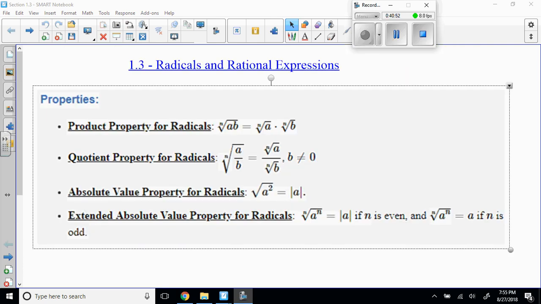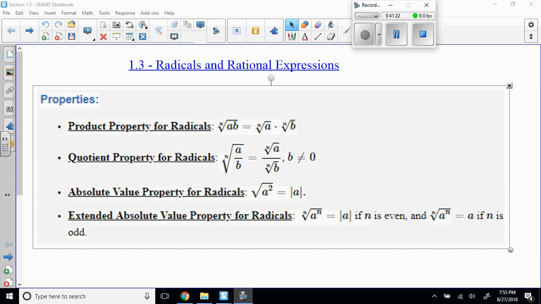Here we go. Chapter 2, section 1.3 deals with radicals and rational expressions. So we're going to look at things like the product property, where you have a number and you can split that number up into 2 factors, right? Let's say like square root of 45. We can split up square root of 45 into square root of 9 and square root of 5. So that's basically what this first one's saying, right? And you can do it with any root that you want to.